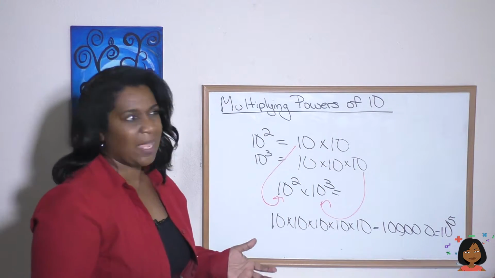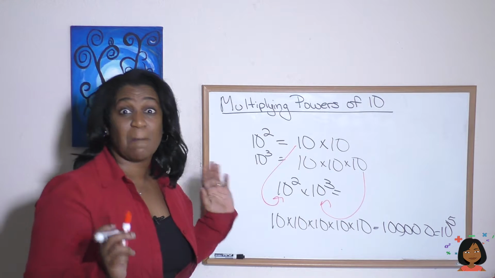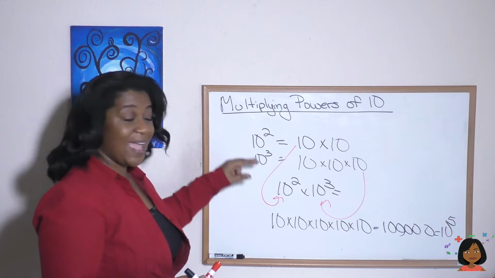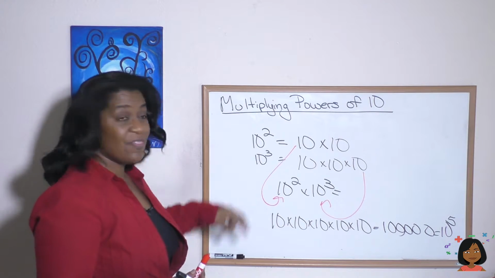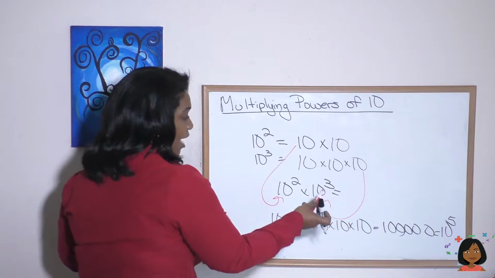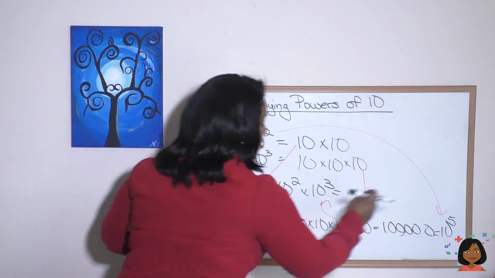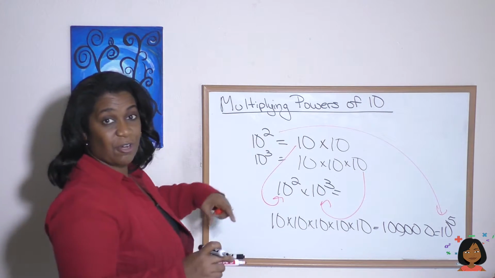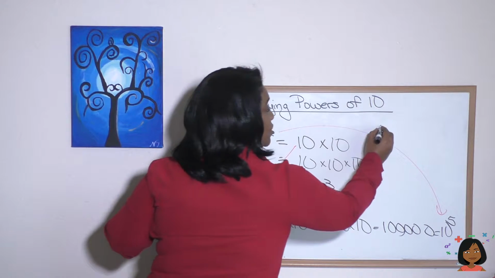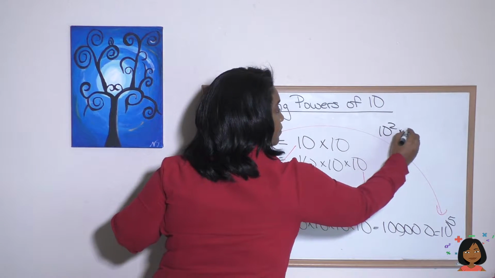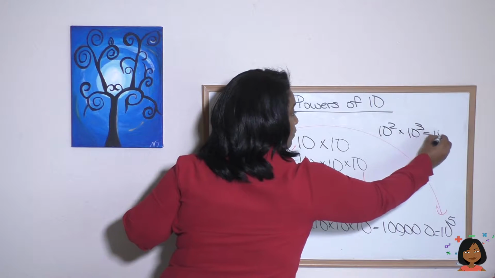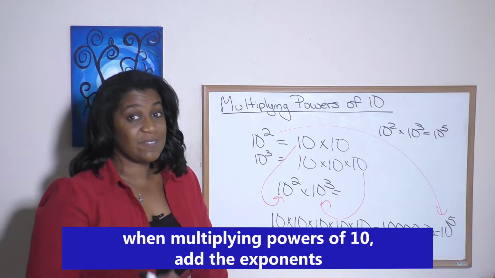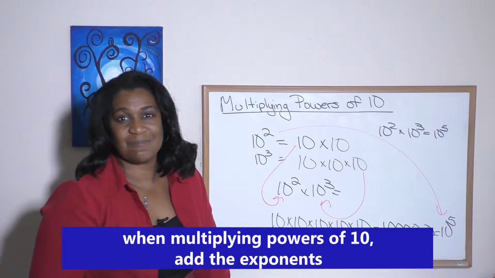Now, it'd be a real pain to have to write this out every single time you wanted to multiply. So the shorthand rule for multiplying exponents is you add the exponents. See, we ended up with 10 to the 5th as our answer, right? So 10 squared times 10 to the third means we're going to add the 2 exponents. Okay, that's the rule. When multiplying powers of 10, add the exponents.